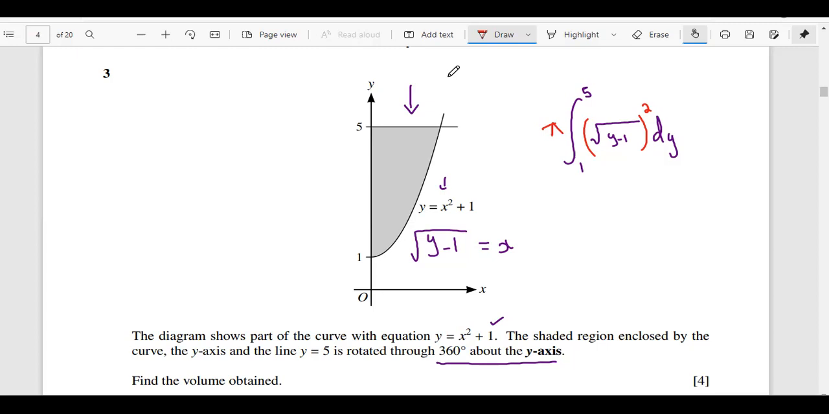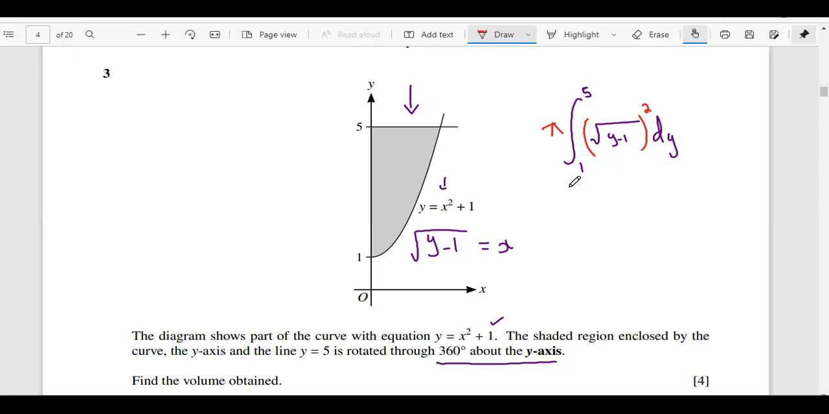Ma'am, so it's pi, then the square root of, substituting our variables, 5 minus 1 is 4, and the square root of 4 is 2, to the power of 2. So 2 to the power of 2 is 4. If you substitute 1, it will be insignificant. So I think it's 4 pi. Okay, just check that once again.